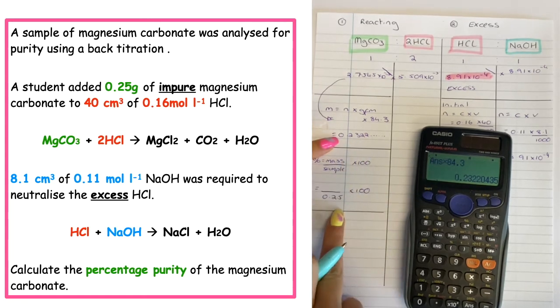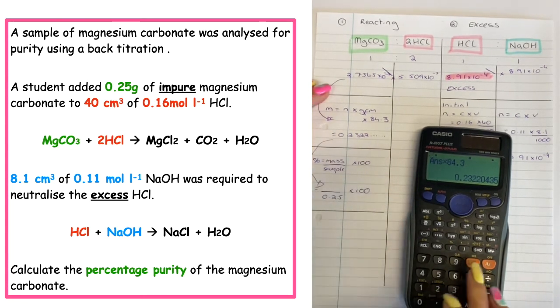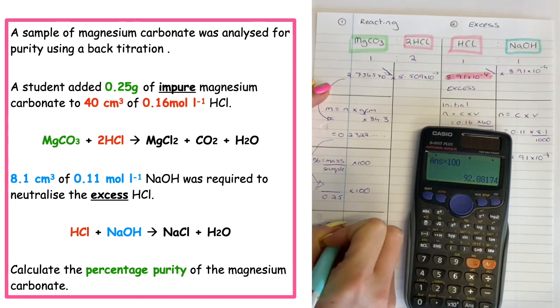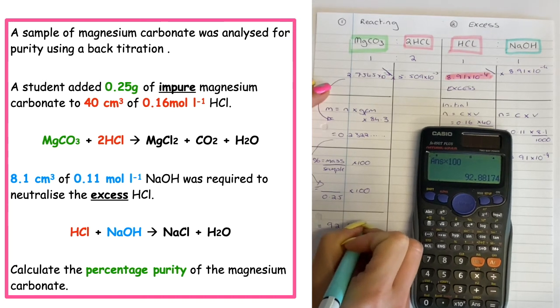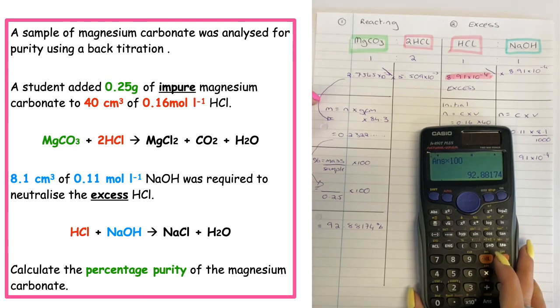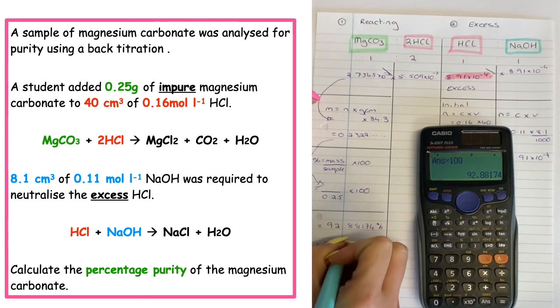Again, if we look at that, it's very, very close to the original sample. Sub that in, so divide by 0.25 times by 100, and that gives us a percentage of 92.88174%, but that is extremely long. We look at the maximum number of figures that they're giving us in the question, which is 3. So I would round that to 92.9%.